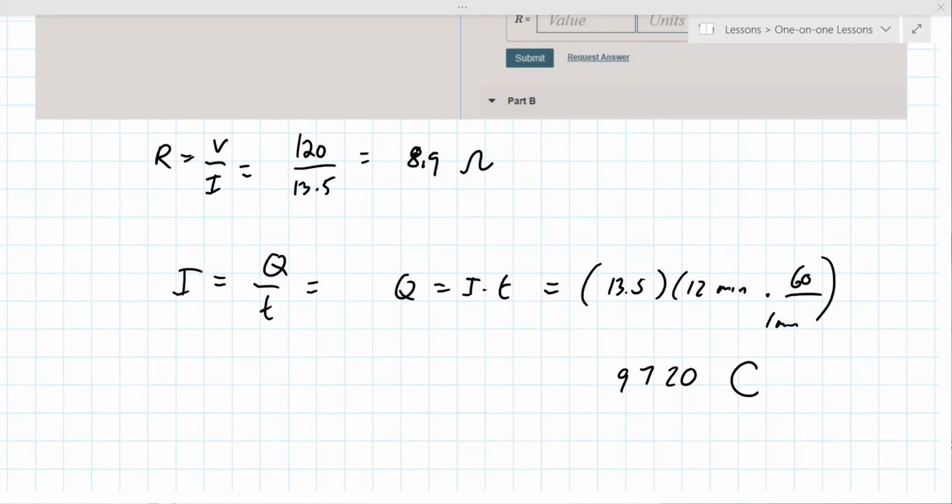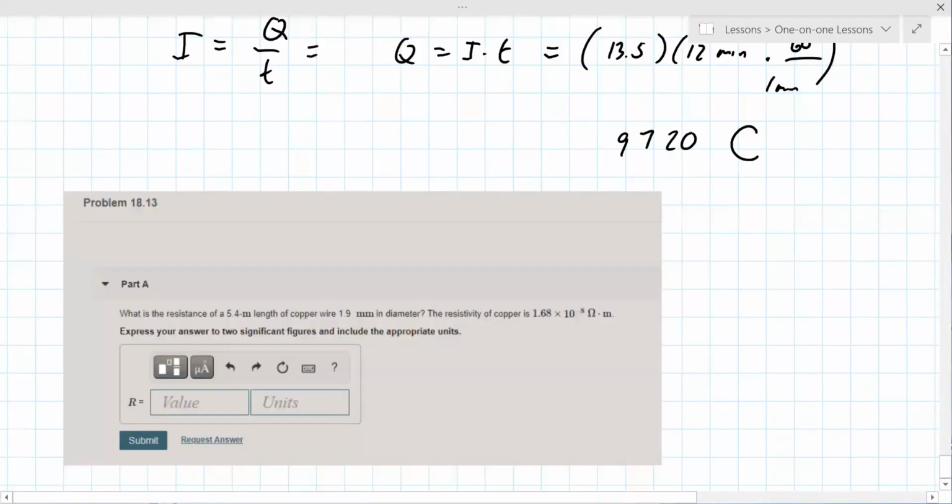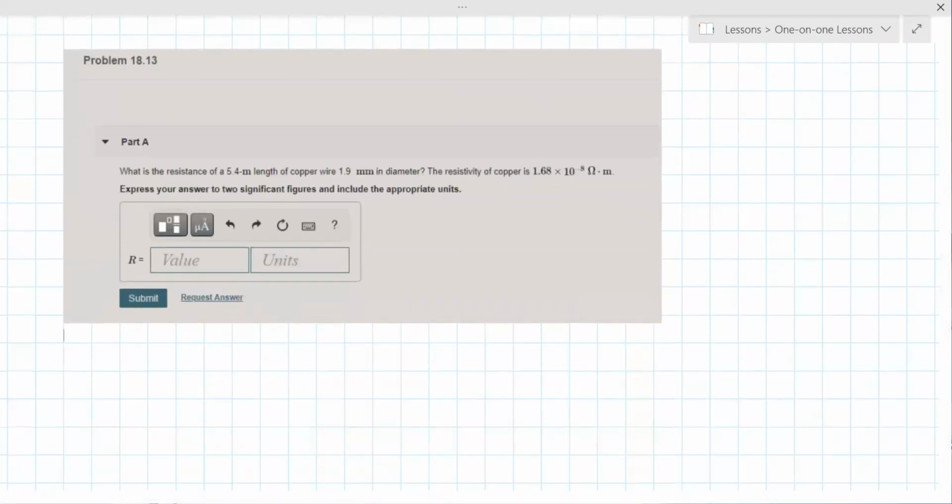All right. So we got some new pictures here. All right. So we got 18.13. Do that one first, I guess. All right, 18.13.